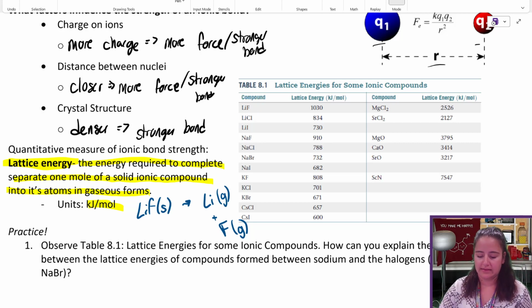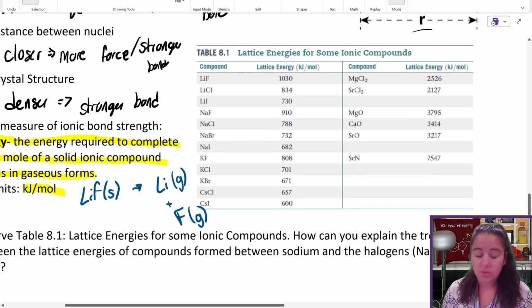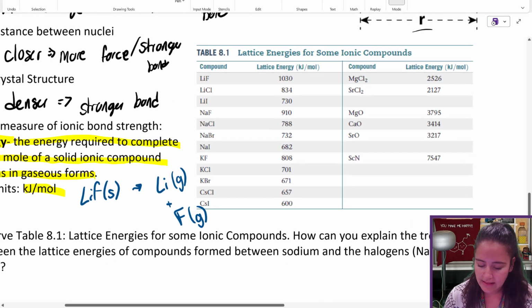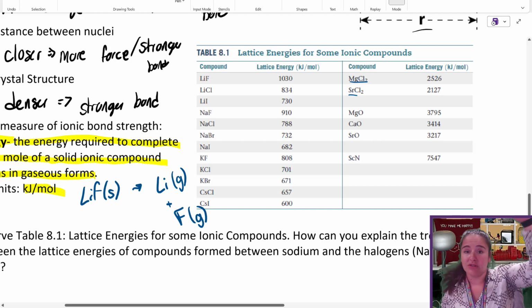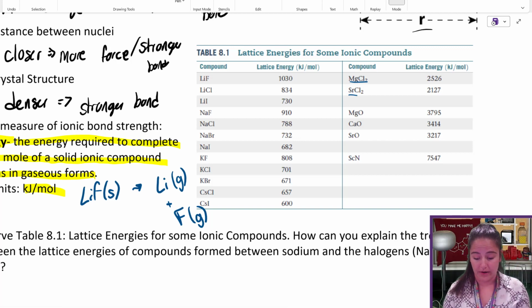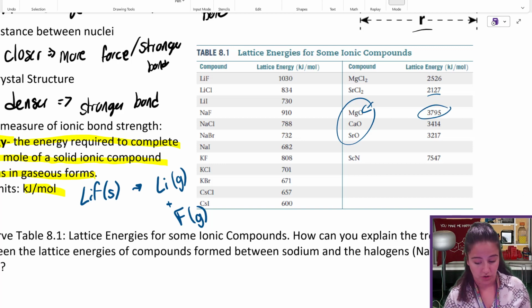And all of those steps are part of the process if we were to calculate something like this. But if we're looking at this table to compare, we can see some of those trends, like magnesium chloride versus strontium chloride. Strontium chloride is 2 rows below magnesium on the periodic table, so it's a much bigger atom, so it has a lower lattice energy. If we're looking at this oxide series, magnesium is the smallest atom bonded to oxygen, so it has the strongest energy.